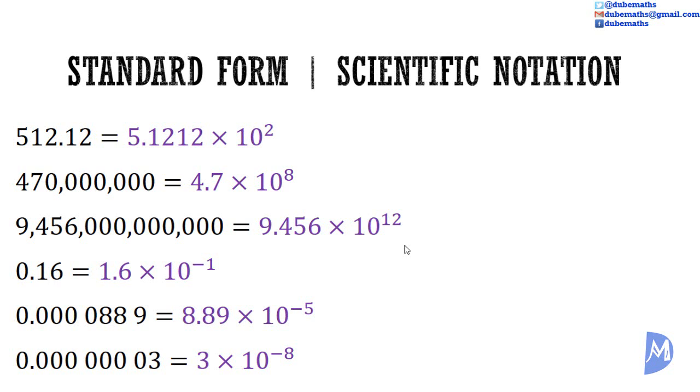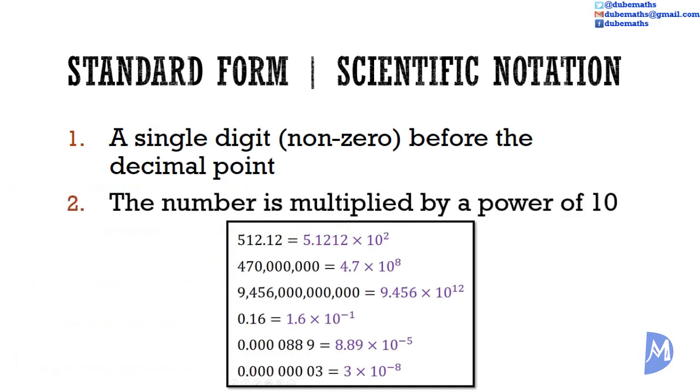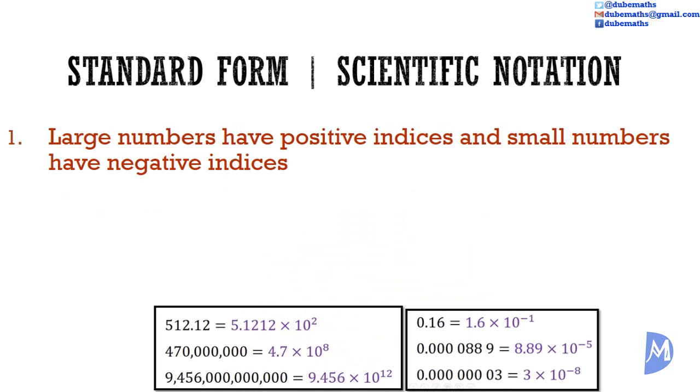We see a couple things. There is always a single digit but not 0 before the decimal point. The number is multiplied by 10 to some power. This notation is very useful. At a glance, you can tell the size of a number.